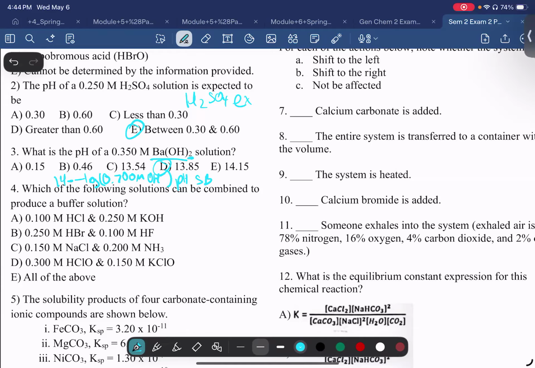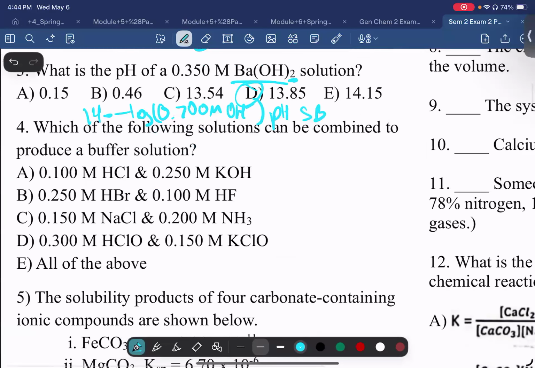All right, four. Which of the following solutions can be combined to produce a buffer? Okay, so remember what I said? Weak acid and its conjugate base, right? So this is strong, this is wrong, and this is wrong. So the answer choice is D. So composition of buffer is the concept there.